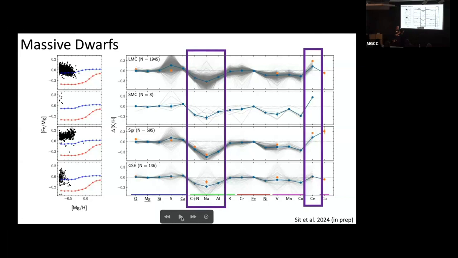And typically, if you're getting cerium from AGB stars, you would also expect the C plus N to be enriched as well, because the C, and Bird will cover that in his talk, I think. But they're not, they're anti-correlated here.